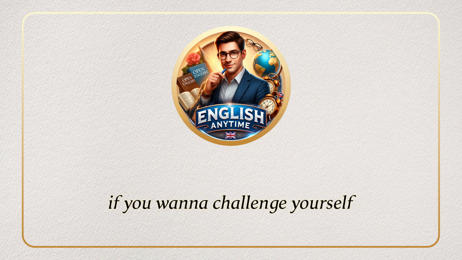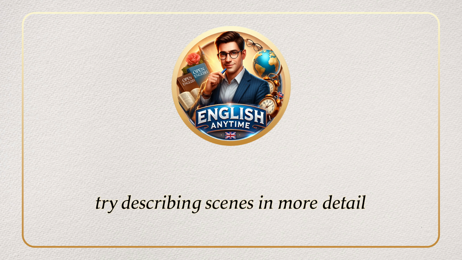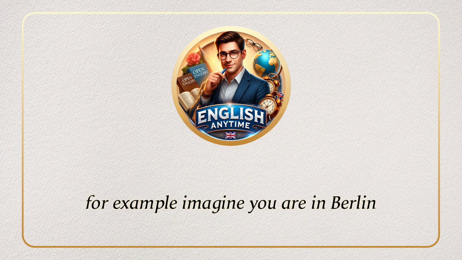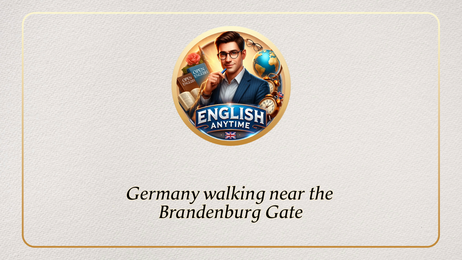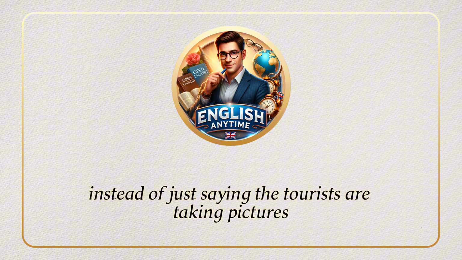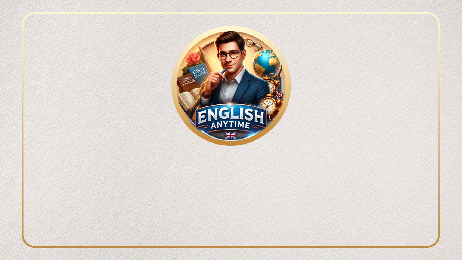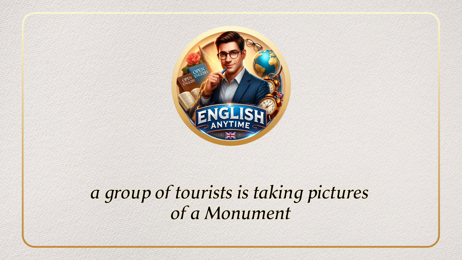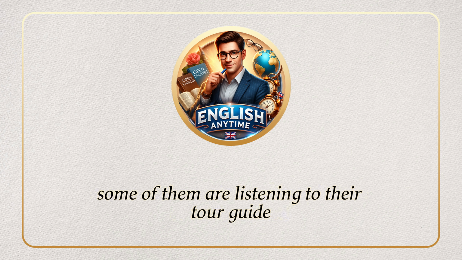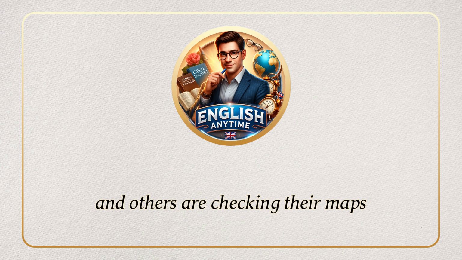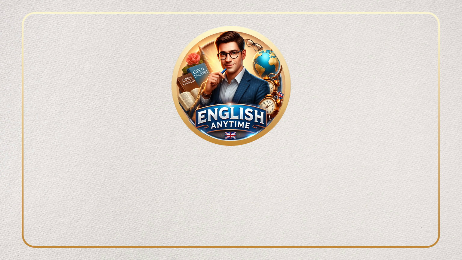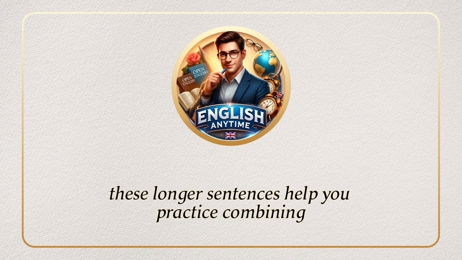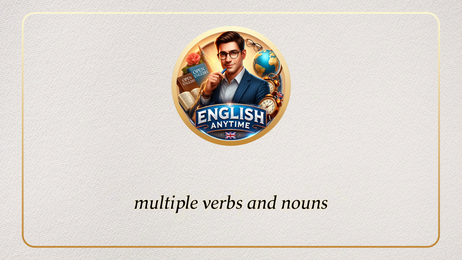If you want to challenge yourself, try describing scenes in more detail. For example, imagine you are in Berlin, Germany, walking near the Brandenburg Gate. Instead of just saying, the tourists are taking pictures, you can add more information. A group of tourists is taking pictures of the monument. Some of them are listening to their tour guide, and others are checking their maps. These longer sentences help you practice combining multiple verbs and nouns, which improves your fluency.